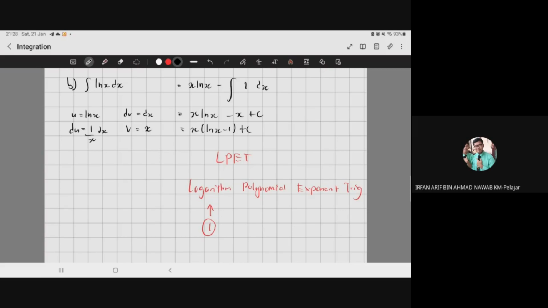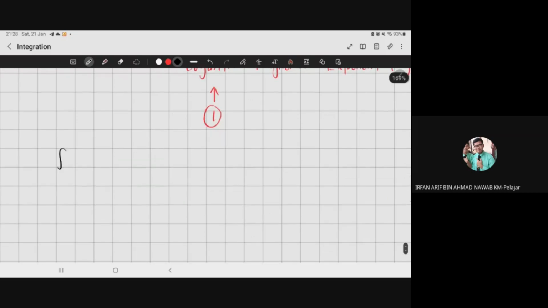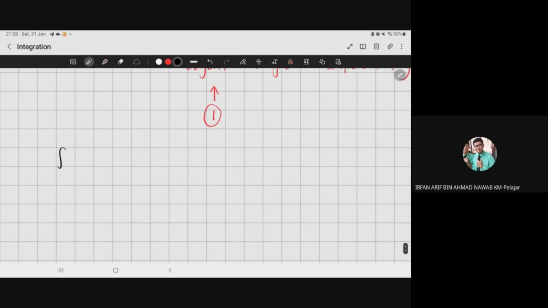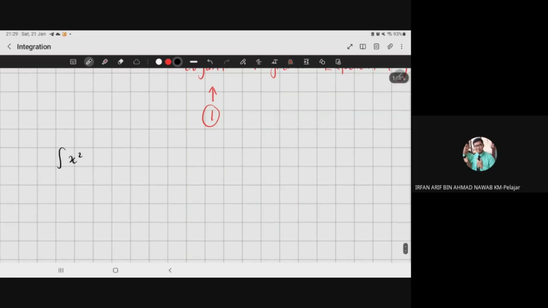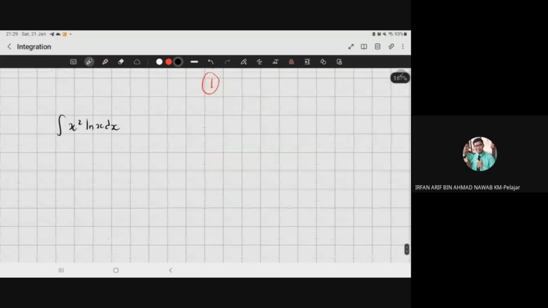Okay, let's try. The question gives us an integral. I'm not going to solve the definite integral, I'm going to solve it indefinitely. So let us try the integral of x squared ln x. The scheme tells us that they substitute u equal to x squared. So let's see.